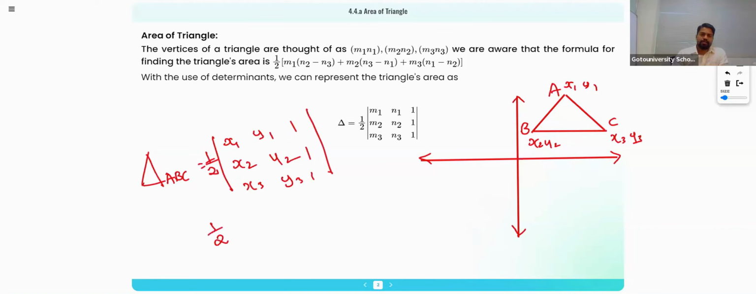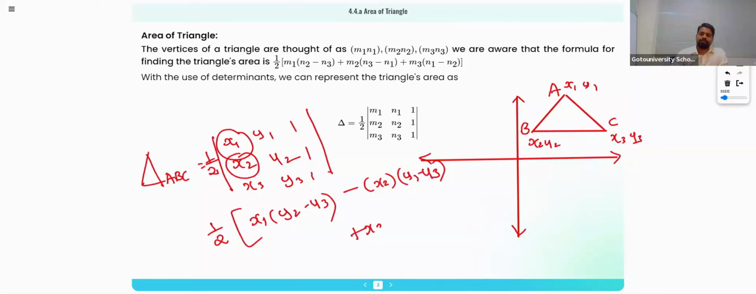Substituting, half into, we'll take x1 into y2 minus y3, minus x2 into, what do we get now? If we take x2 here, we'll have y1 minus y3, plus x3 into y1 minus y2. To make it simple, we generally make this plus and change this to y3 minus y1, so that it is in the cyclic order 1 2 3, 2 3 1, 3 1 2. But that confusion should not be there, because we know how to solve determinants, and in solving them we know the signs change, so we don't have to worry about cyclicity in this case. So let us keep this as it is.